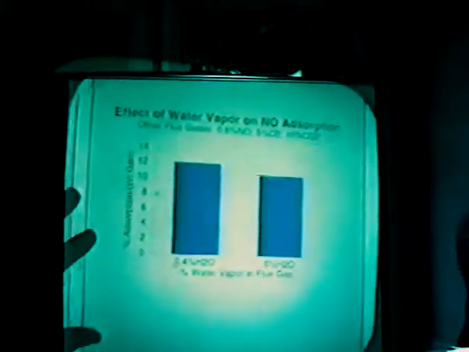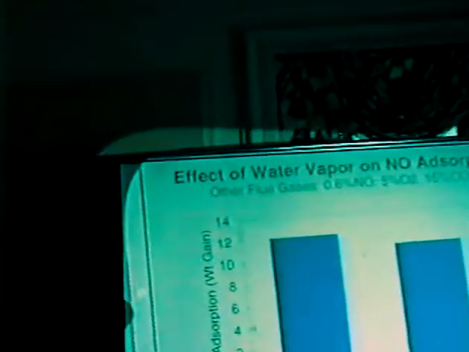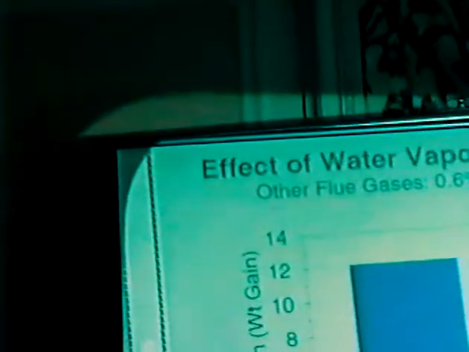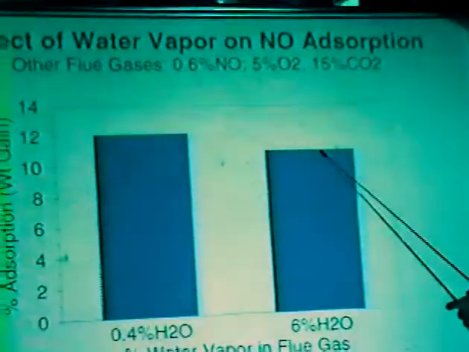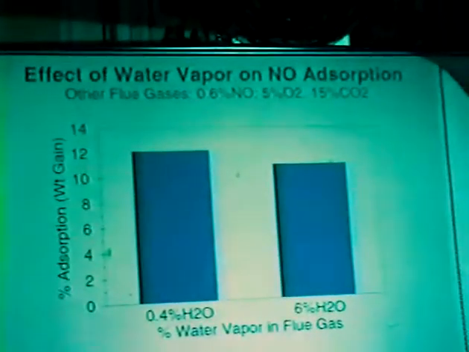The effect of water vapor. Water vapor is a very important part of combustion flue gas. You can see here we have 2 concentrations of water vapor in the simulated flue gas, 0.4 to 0.6. This nearly 15-fold increase in moisture only slightly decreased the adsorption capacity of the carbon.